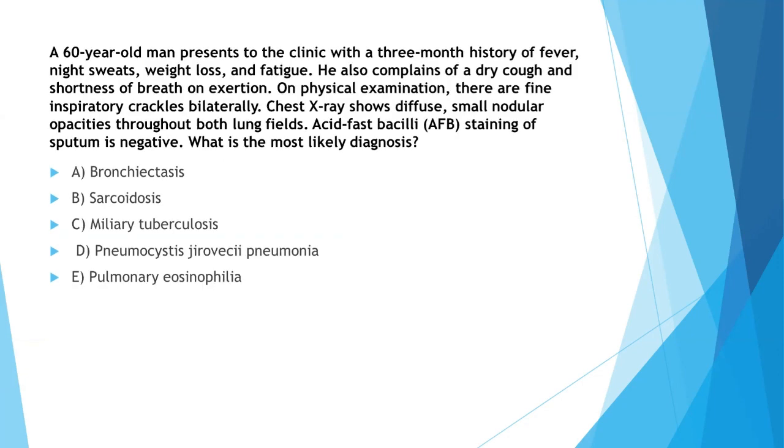So a 60-year-old man presents to the clinic with a 3-month history of fever, night sweats, weight loss, and fatigue. He also complains of dry cough and shortness of breath on exertion. On physical examination, there are fine inspiratory crackles bilaterally. Chest X-ray shows diffuse small nodular opacities throughout both lungs. Acid-fast bacilli staining of sputum is negative. What is the most likely diagnosis? Bronchiectasis, sarcoidosis, miliary tuberculosis, Pneumocystis jirovecii pneumonia, or pulmonary eosinophilia.